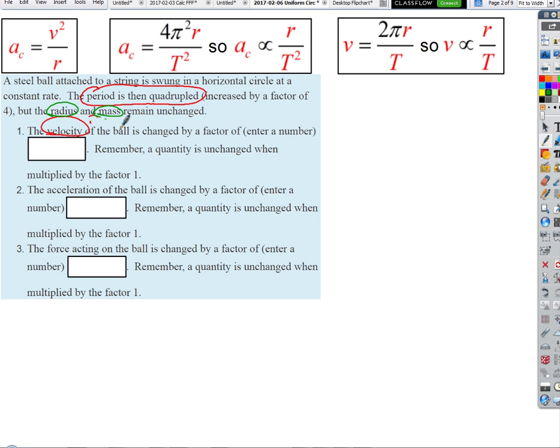Okay, so what's a relationship then? Which one of these relationships is going to relate period and velocity and radius? Period and velocity and radius. And the mass doesn't show up in any of them, right? So that's not a kinematic quantity, but that's that one, isn't it? Everybody agree? Velocity, period, and mass. Okay, or excuse me, period and radius, right? So we can use this one.